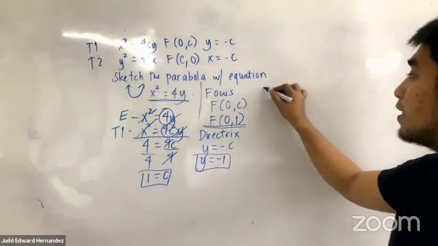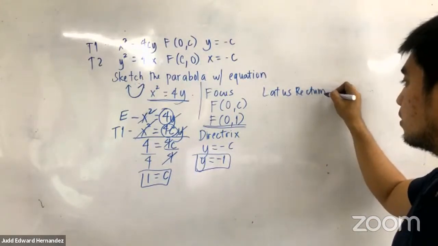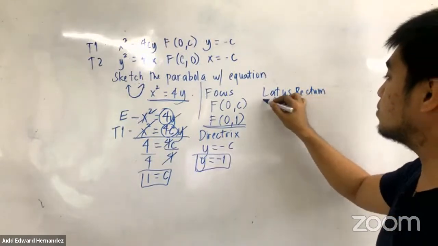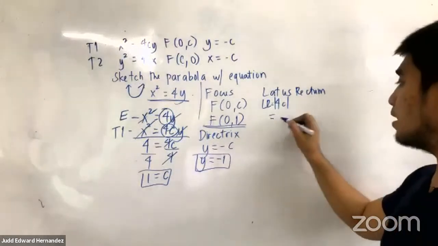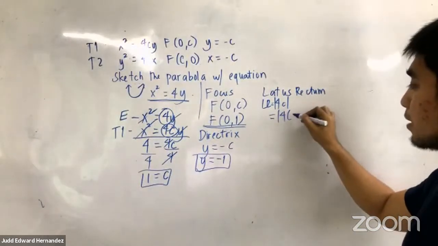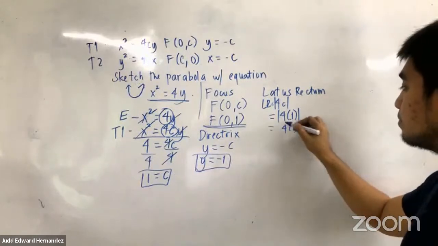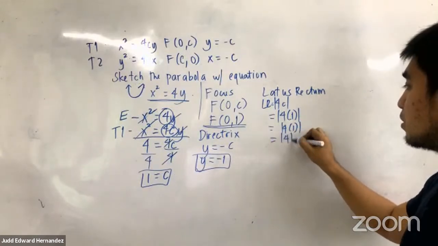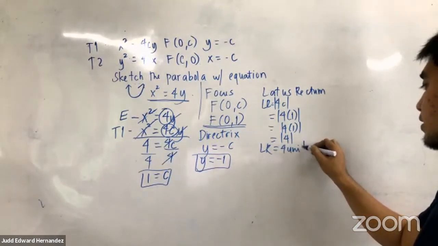What is the length of the latus rectum? Sa latus rectum naman tayo. That is the absolute value of 4c. And the absolute value of 4c is 4 times what is c? Positive 1. Therefore, it's 4 times 1, which equals the absolute value of 4. Therefore, the latus rectum now is 4 units.